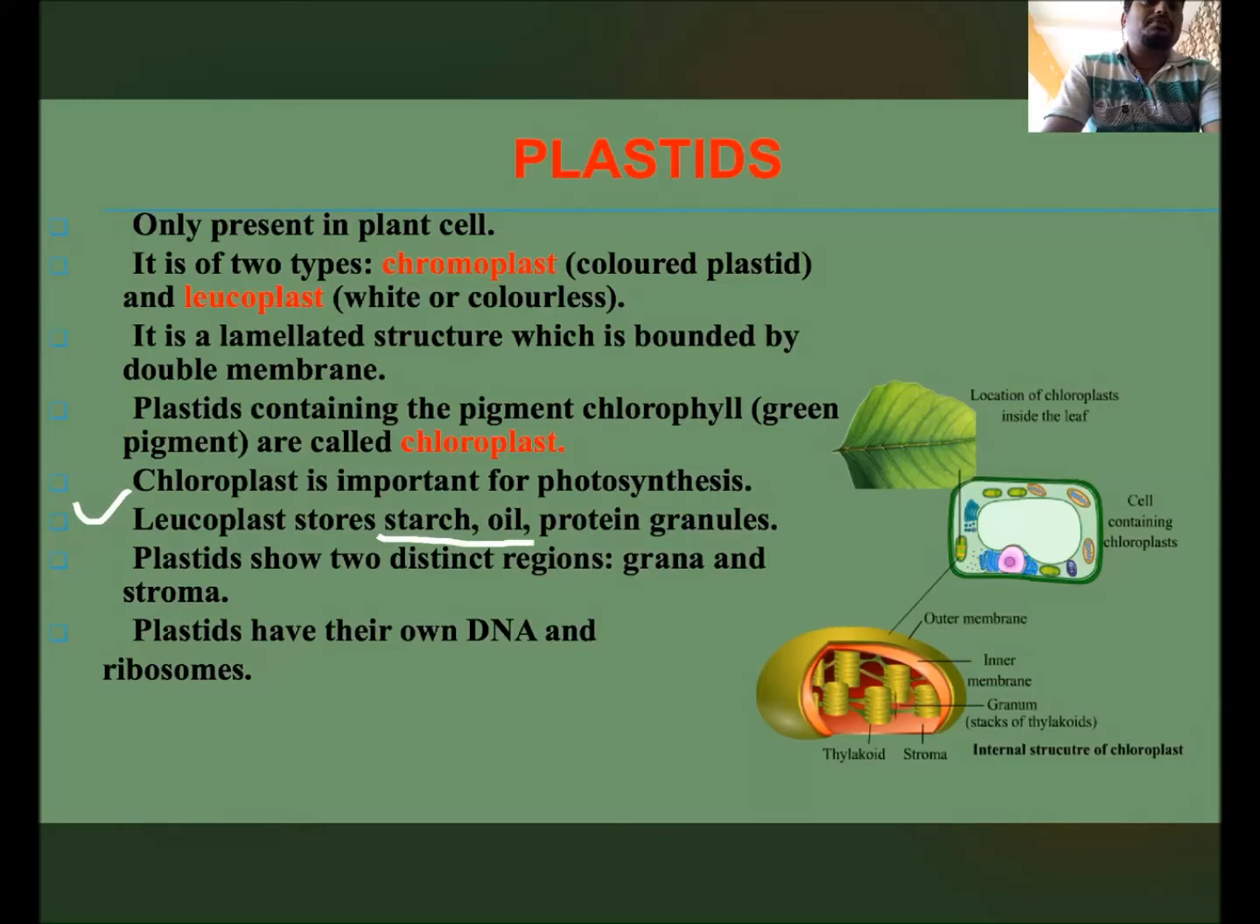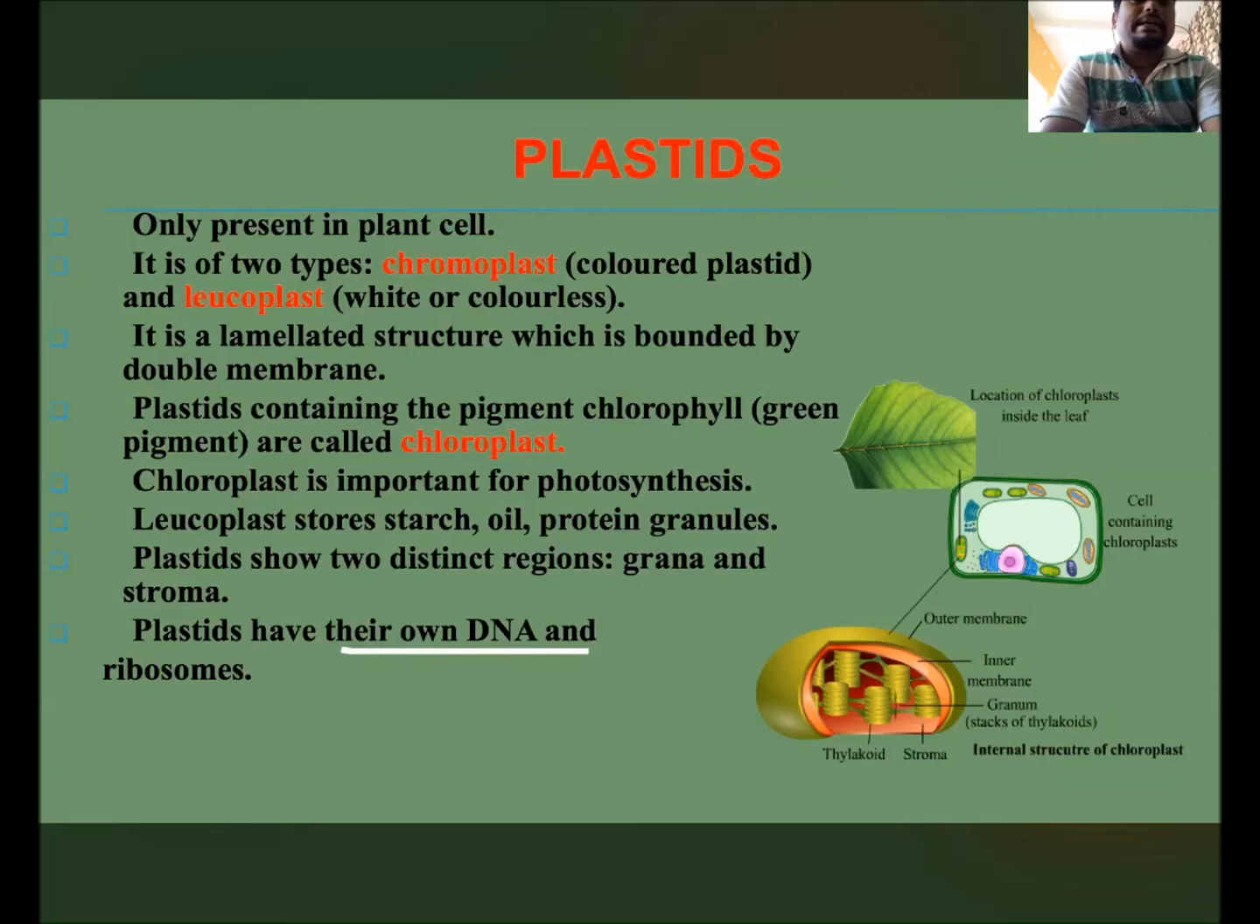Leucoplast stores starch, food, protein granules. So these are the food materials. So leucoplast stores food reserves. Plastids show two distinct regions, grana and stroma. We can see here this part, which is a stack of coin-like structures, this is called granum, and the matrix inside the chloroplast, the fluid part of the chloroplast, is called stroma.